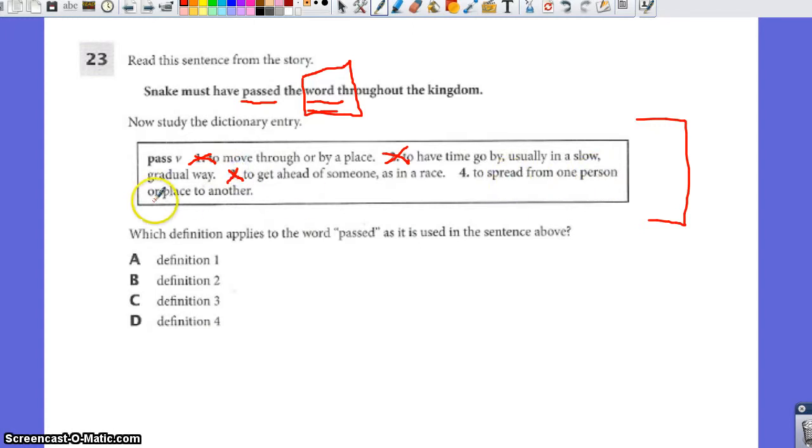To spread from one person or place to another. Snake must have passed the word throughout the kingdom. If it's going throughout the kingdom, is it passing from one person or place to another? Yeah, that definitely seems to be the definition. This was tempting. Answer choice 1, if I think back on it, your word could be moving through the place. But it seems like if it's going throughout the kingdom and it's your words that are passing, definition 4 is definitely the peanut butter cup choice.